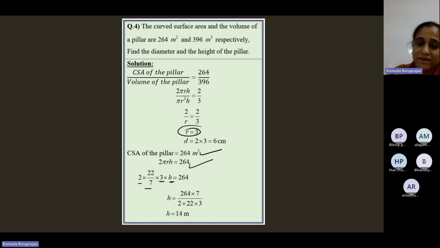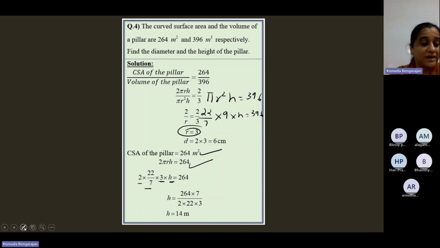You can also write pi R square H is equal to 396. Why do we write that? Because we want an equation to find H. You can also write this one. So 22 by 7 into R square, that is 3 into 3, 9, into H is equal to 396. So here, we have an equation now. Now you can solve this equation and find the value of H. So you can write anything. You can write CSA or volume, any one. You'll get the same answer for both. You should get the same answer.